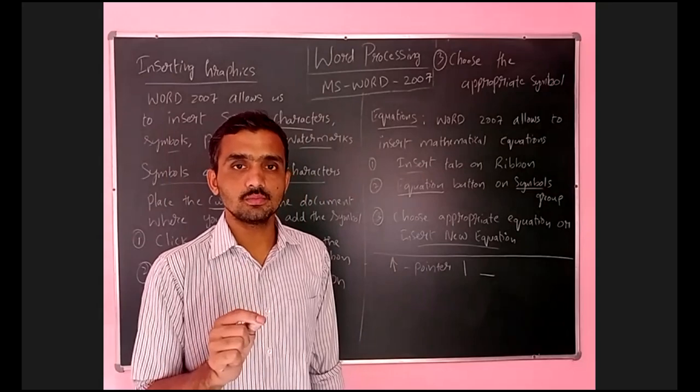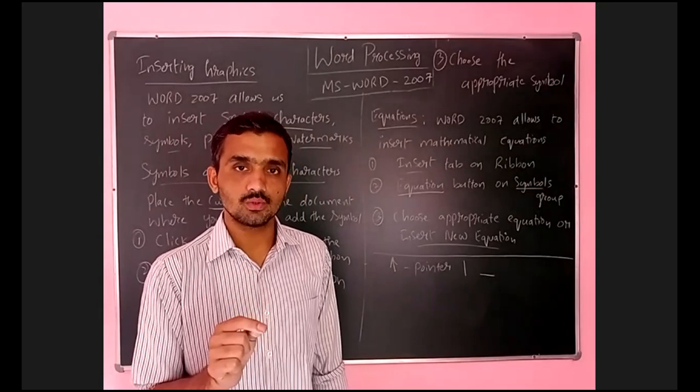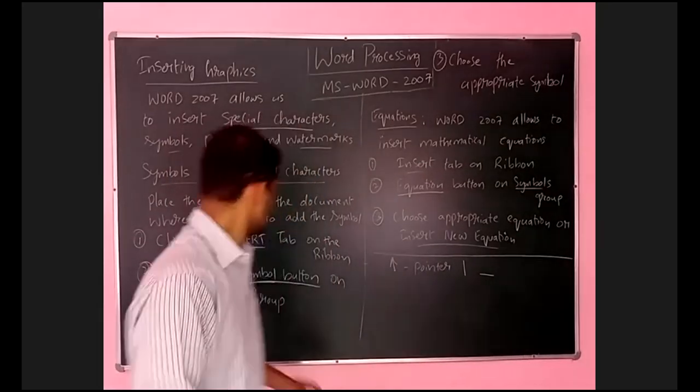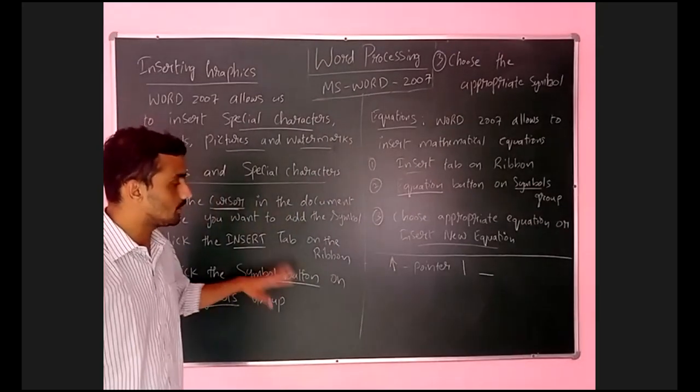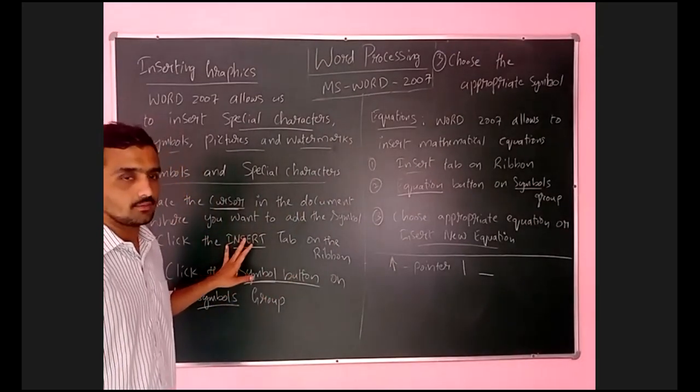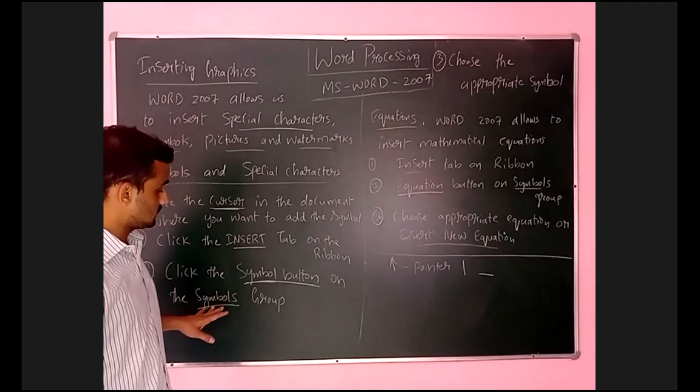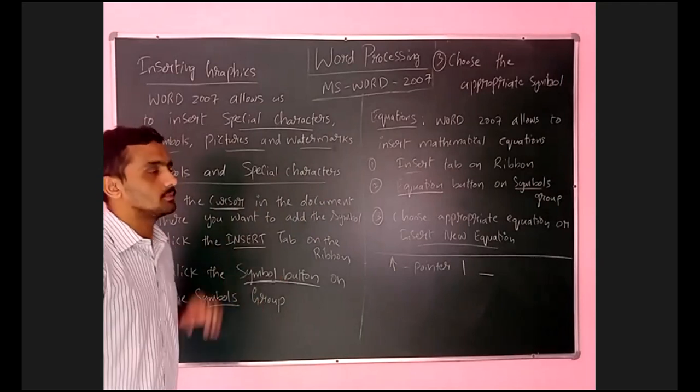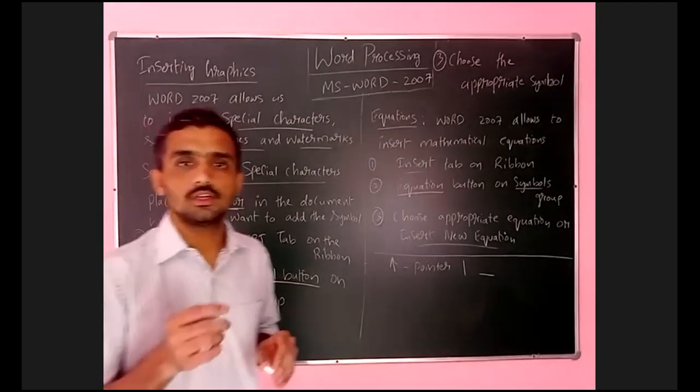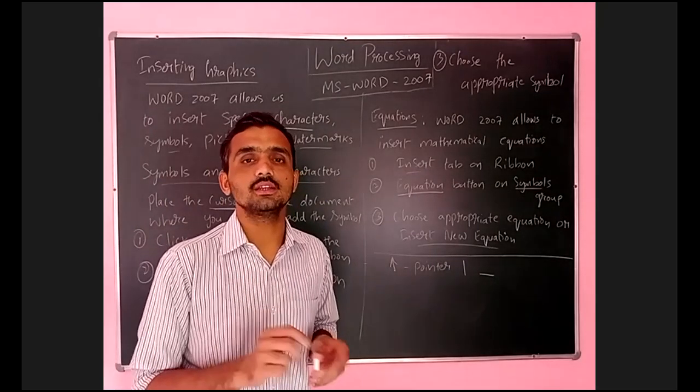So in insert tab of the ribbon, you have to go for the symbols group to add the symbol. So you have to click on symbol button. Tab name is insert, group name is symbols. You have to click on the symbol button. So it will show the list of symbols. So you can add the symbols.